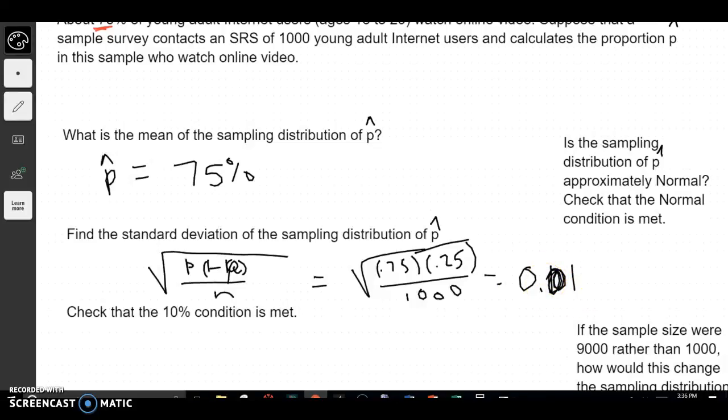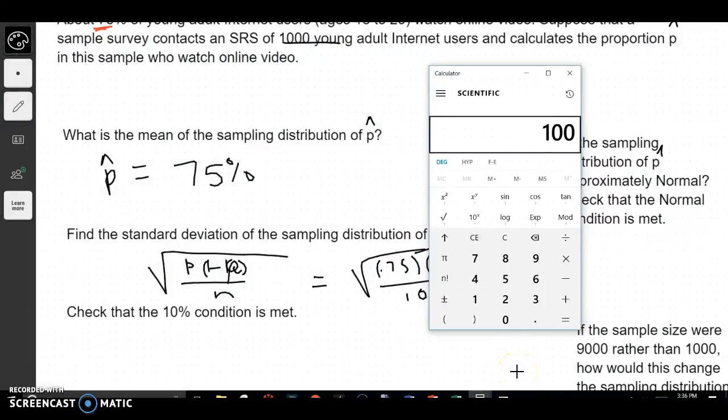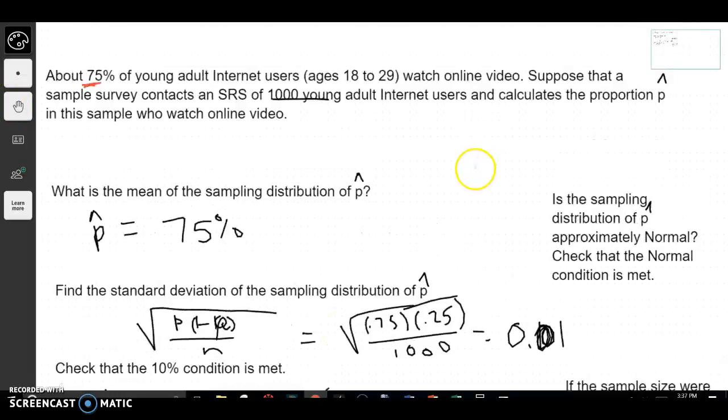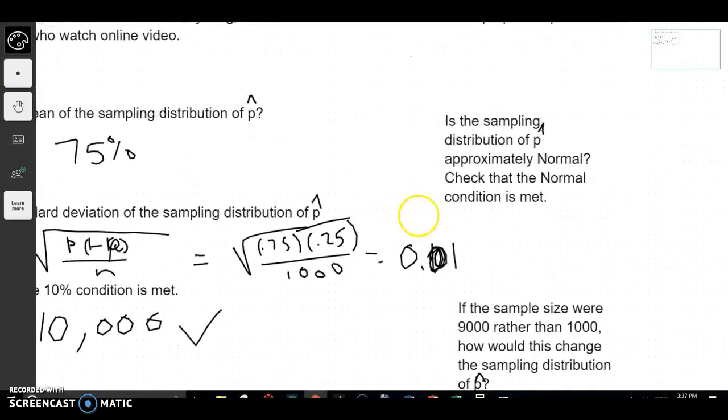Then we should check if the 10% condition is met. If it fails, our sample would have to be greater than 10 times that. If you take 1,000 and multiply it by 10, that'd be 10,000. And I think there's more than 10,000 people that watch online videos. There's probably millions of people between that age, so I'm pretty sure that meets the condition.